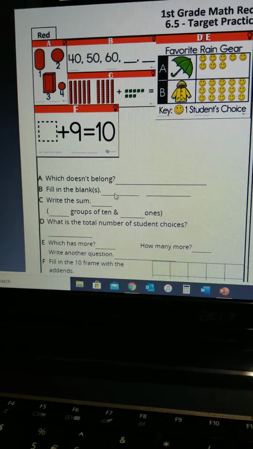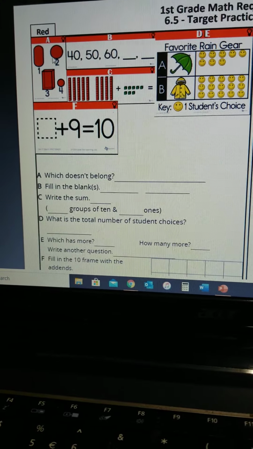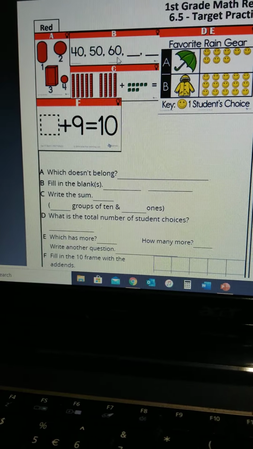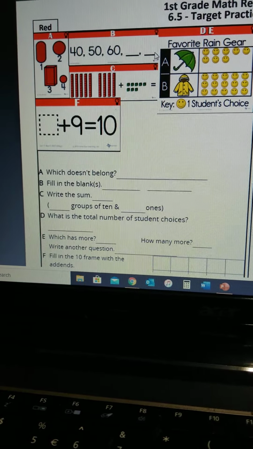B, fill in the blanks. On picture B, you're counting by tens. So count these numbers and then tell me what the last 2 numbers would be.